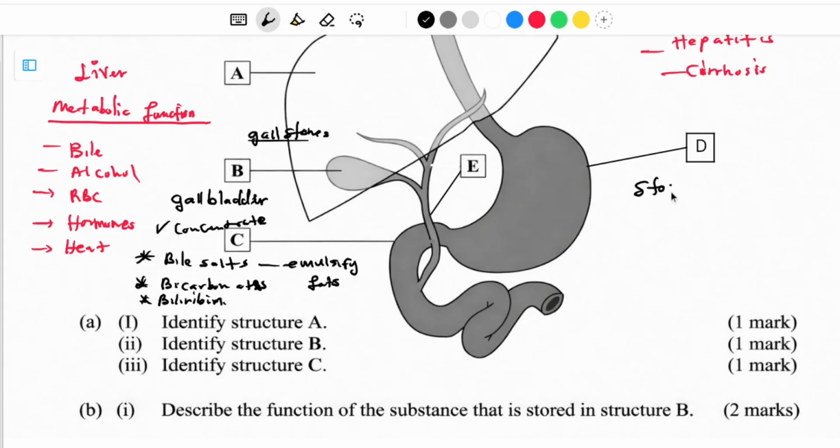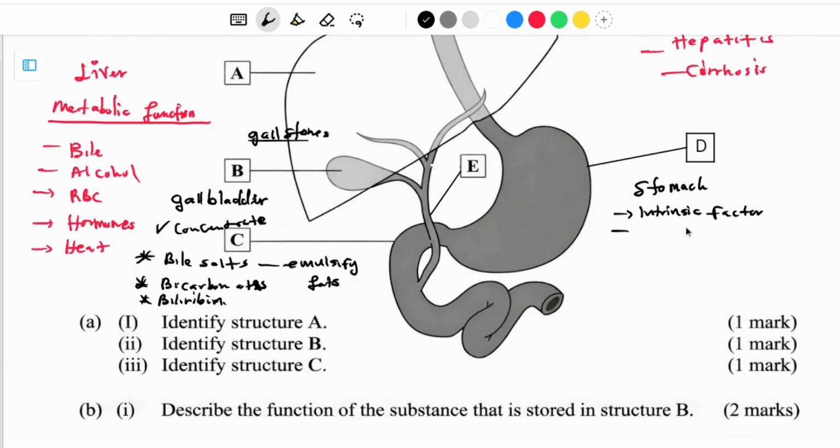So I was saying for D, it is called the stomach. Then in terms of the function of the stomach, number one, production of intrinsic factors. These intrinsic factors are very important in that they help in the absorption of vitamin B12. So without intrinsic factors being produced by parietal cells of the pancreas, you find that vitamin B12 can't be absorbed in the terminal ileum.